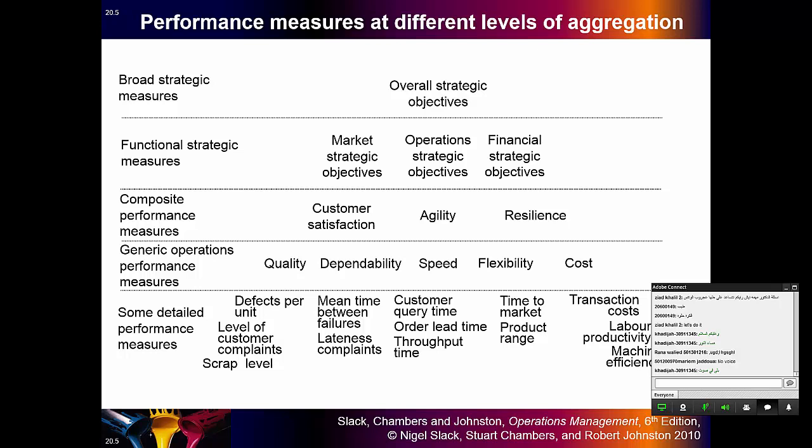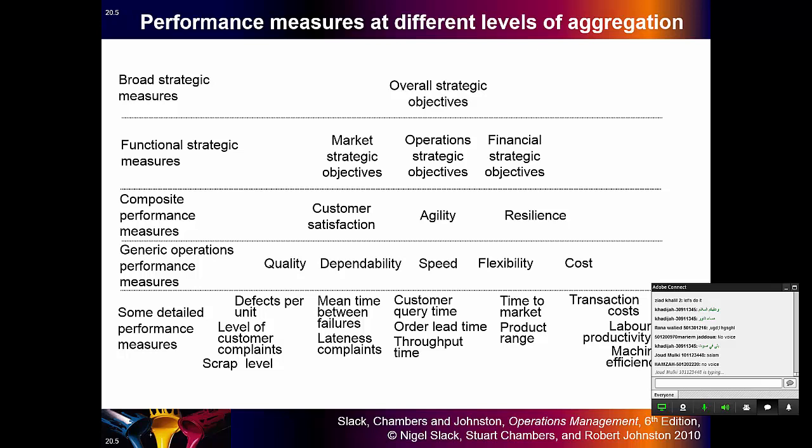And then the third level of the measures, which is the composite performance measures. And these are some examples about any one of those functional measures. Like, for example, in the market strategic objectives, we have one objective, which is the customer satisfaction. Okay, this is just an example measure.